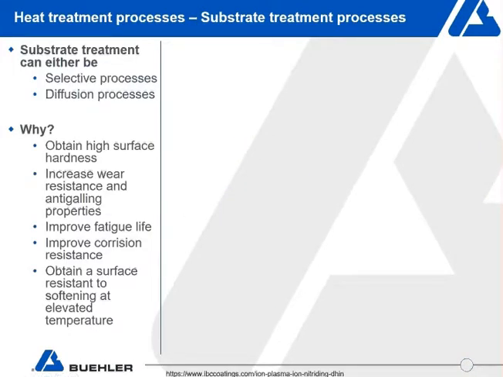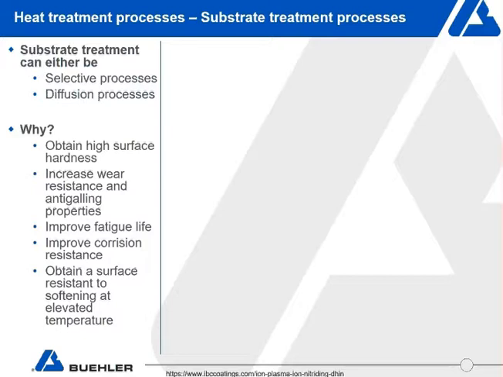So the first application I'll be talking to you about today is looking at heat treatment evaluation. And in this case, I've classed this to look at substrate treatment processes. And this can be either through a selective process or a diffusion process. And why we do this, of course, we want to obtain high surface hardness for an area of interest that we want to harden. And by doing so, we do increase the wear resistance and anti-scaling properties for melting surfaces, for instance. We want to improve fatigue life of components which have been heat treated.